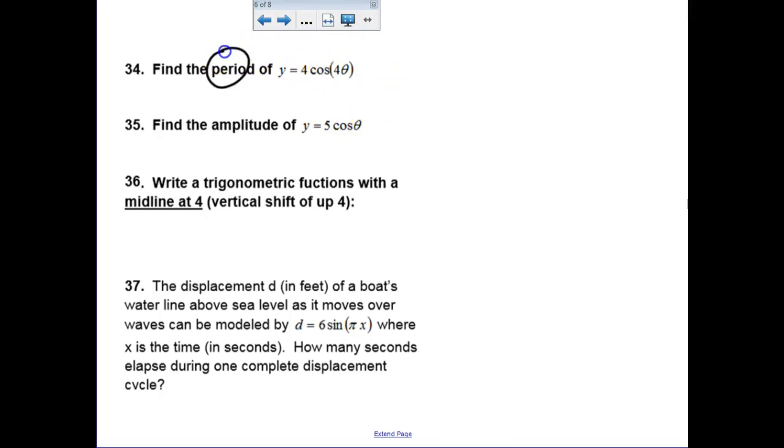Find the period. This is a vocab question. Remember, period is 2 pi divided by b. So when I look through my question, b is the number that's inside our trig function in front of the variable. So b is 4. So setting that up, we have 2 pi divided by 4, better known as, this is half, right? So pi over 2.